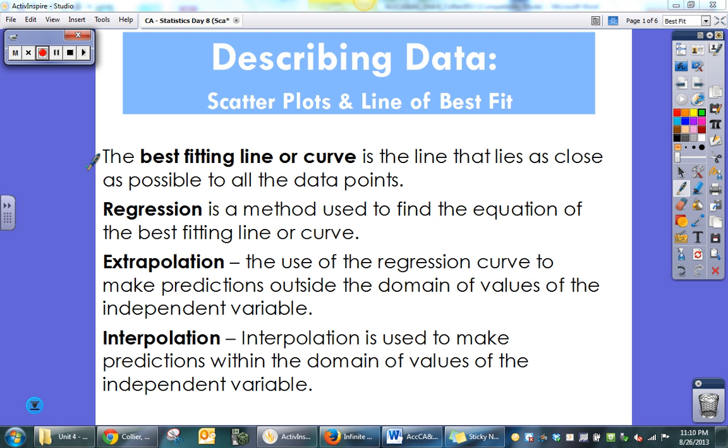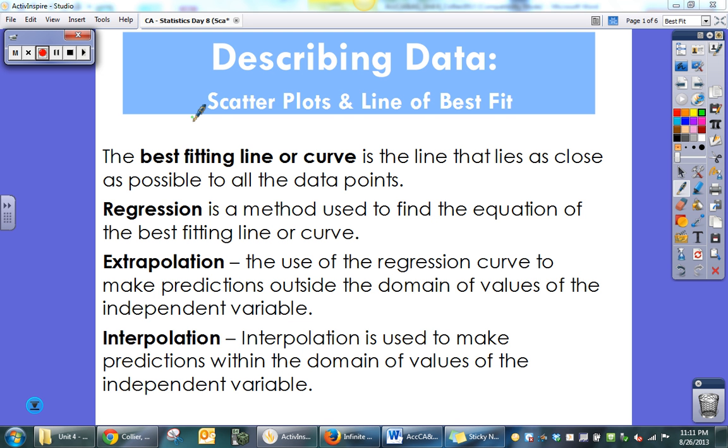Regression is just the method that we use to find the equation of the line of best fit, and today we're going to talk about doing this by hand, and then in class we'll talk about doing it using our calculator. One of the reasons that we determine our line of best fit is to make predictions based on our data. Data is gathered over a certain period of time or for a certain number of people or whatever it might be, and then we make predictions based on that data.